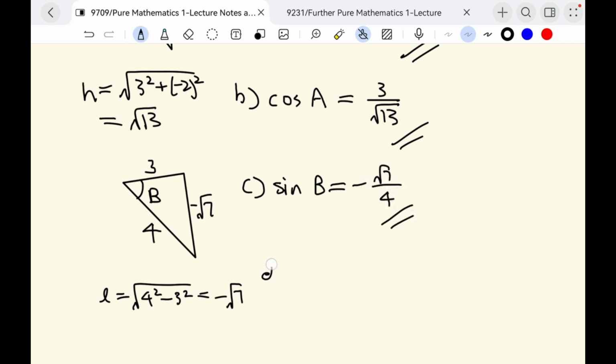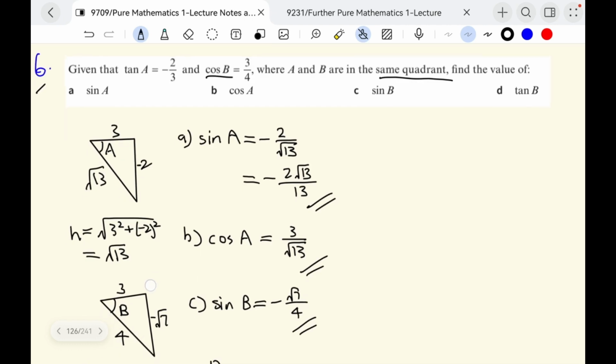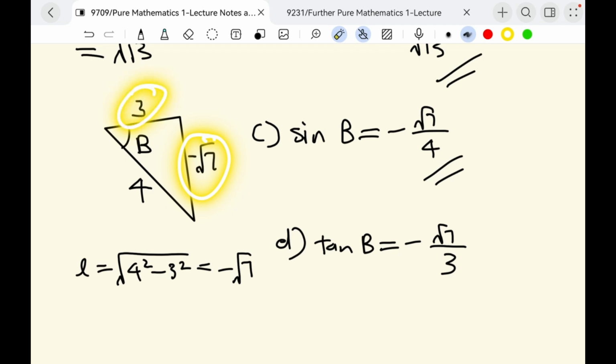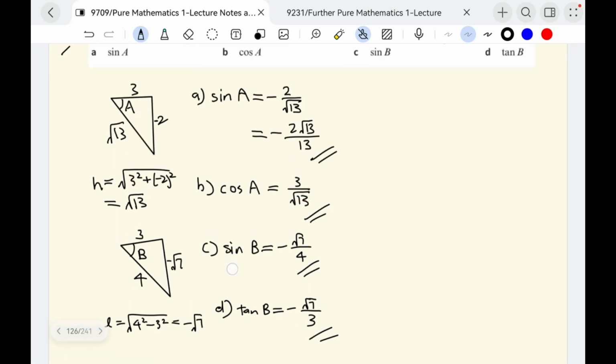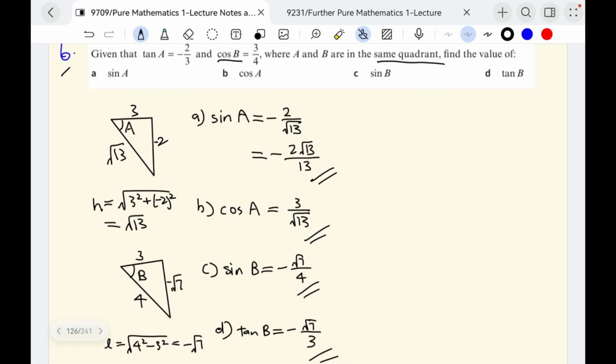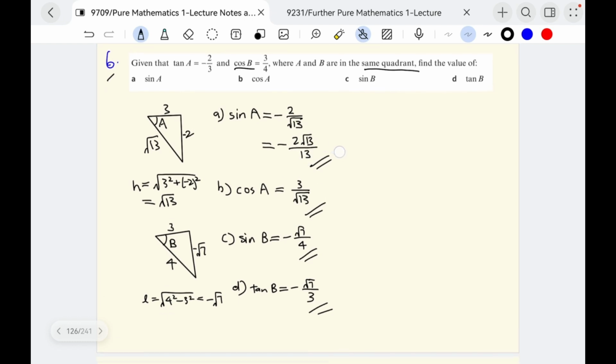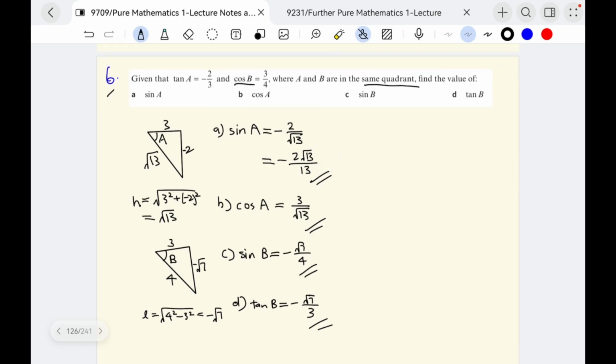That's all. What about part D? Part D is tangent B. Tangent B is negative as well, which is -√7/3, opposite over adjacent. So I think this question is quite straightforward and nothing complicated so far. Right, that's the end of this question. Let's proceed to the next question.